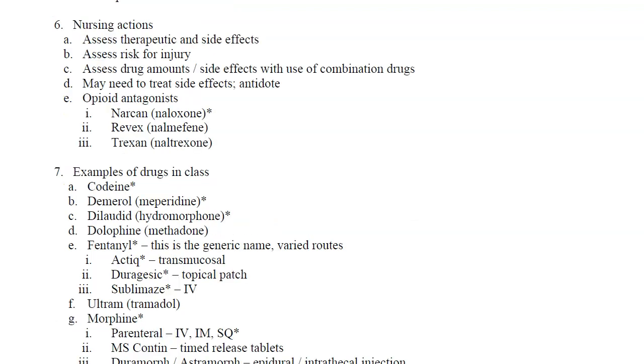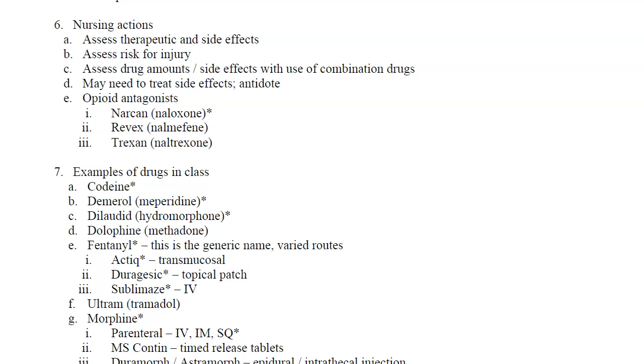So nursing actions: we have to assess for therapeutic effect or therapeutic response as well as side effects. Assess for risk for injury, right? Because this can make them drowsy, it can alter their mentation, therefore it can put somebody at more risk of falling or injuring themselves. Also, it is important to assess the drug amounts and side effects with the use of combination drugs, because certain drugs taken in combination can potentiate their side effects and cause some adverse effects. And sometimes we may need to treat some side effects, especially in cases of overdose or severe reactions.